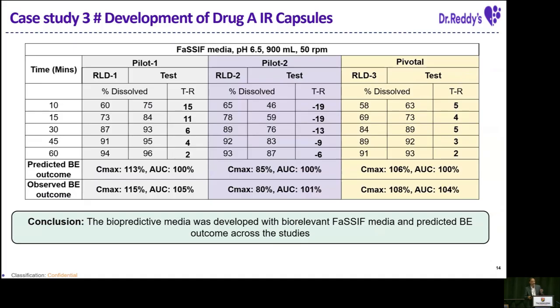Especially in the pilot 1 and pilot 2 formulations, we see that the test product is faster in one case and the test product is slower in the other case. And in the pivotal formulation, both the profiles are closely matching. So when we input the data of passive dissolution into the modeling and simulation tools, we are able to quantitatively measure the bioprediction in the fasting condition. So the biopredictive media in this case is not the plain buffer, but the passive condition, and we are able to predict the performance of pilot and pivotal batches accurately.